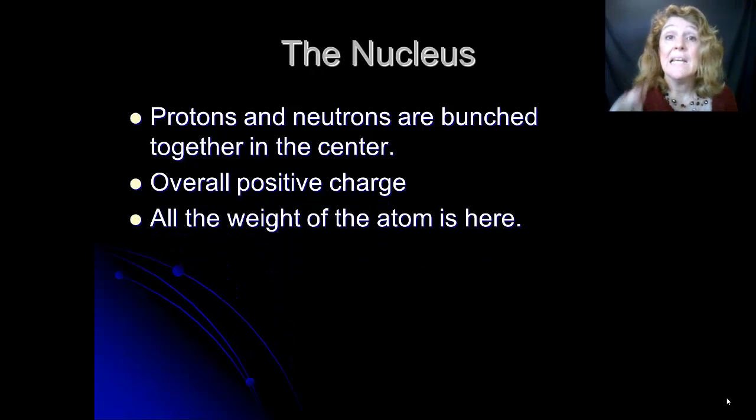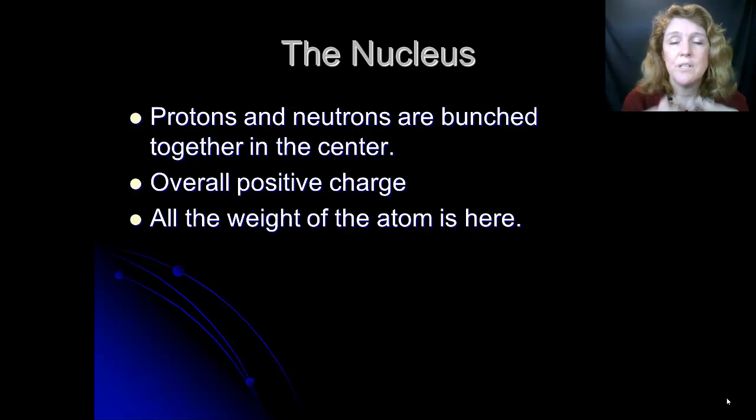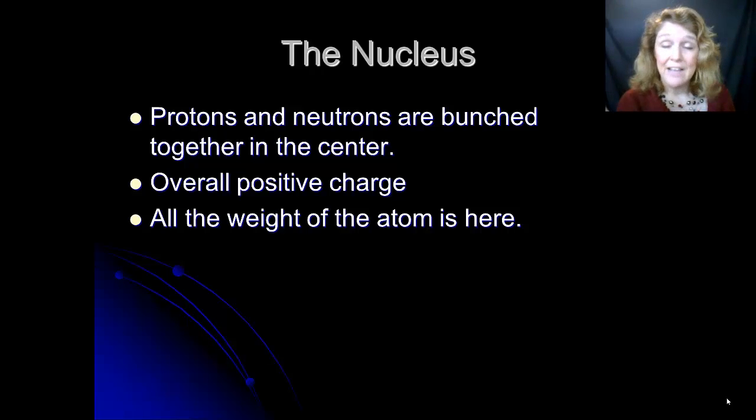In the nucleus, you also have all the weight. Protons and neutrons have essentially the same weight. Way back when they first tried to figure this out, they didn't have the sensitive equipment that we do now, so they assigned the weight of a proton and a neutron both as 1. And they're called atomic mass units because they didn't have a unit that was that small.